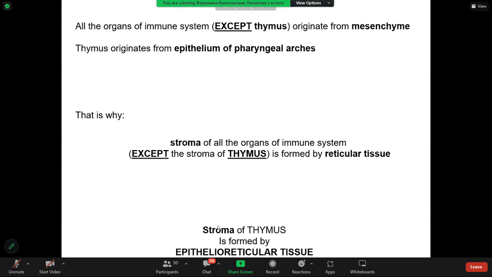Let's describe all of them. First of all, all the organs of immune system except thymus originate from mesenchyme. Embryonic origin of thymus is epithelium of pharyngeal arches. Are you with me?